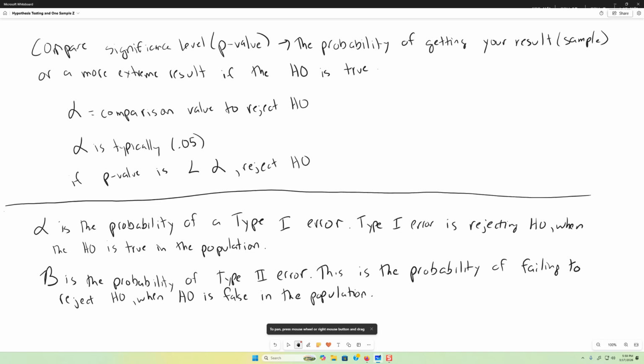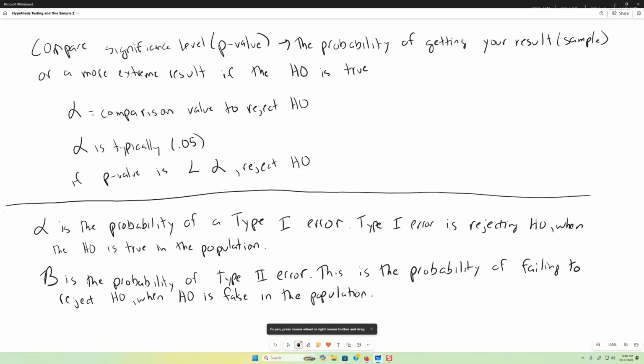You just move on with your life and you try something else. You design a different experiment. You try a different drug. When the drug or the treatment actually works for you, you just never know that. And there's a lot of good research that goes to waste because of type 2 error.